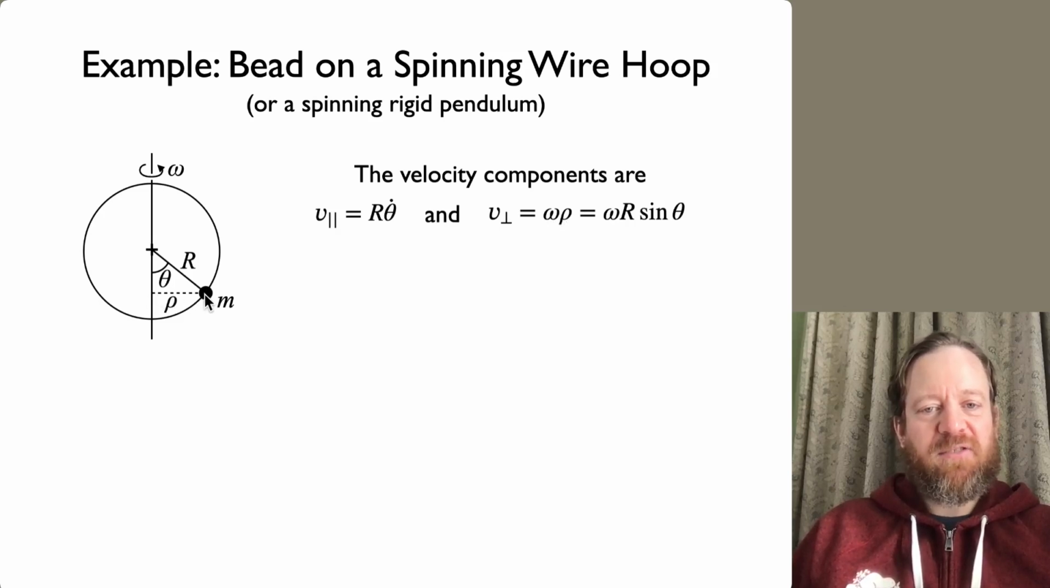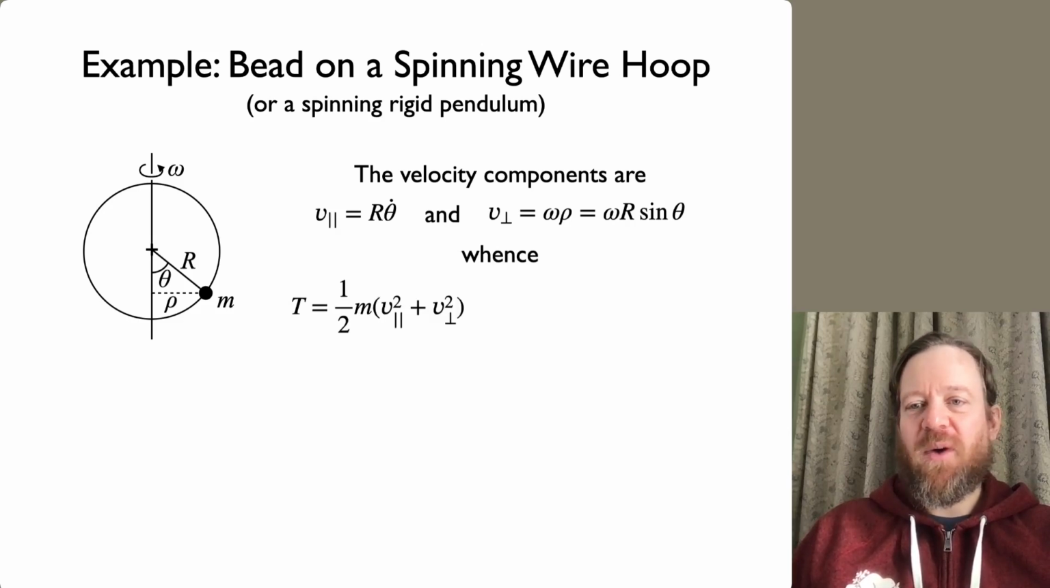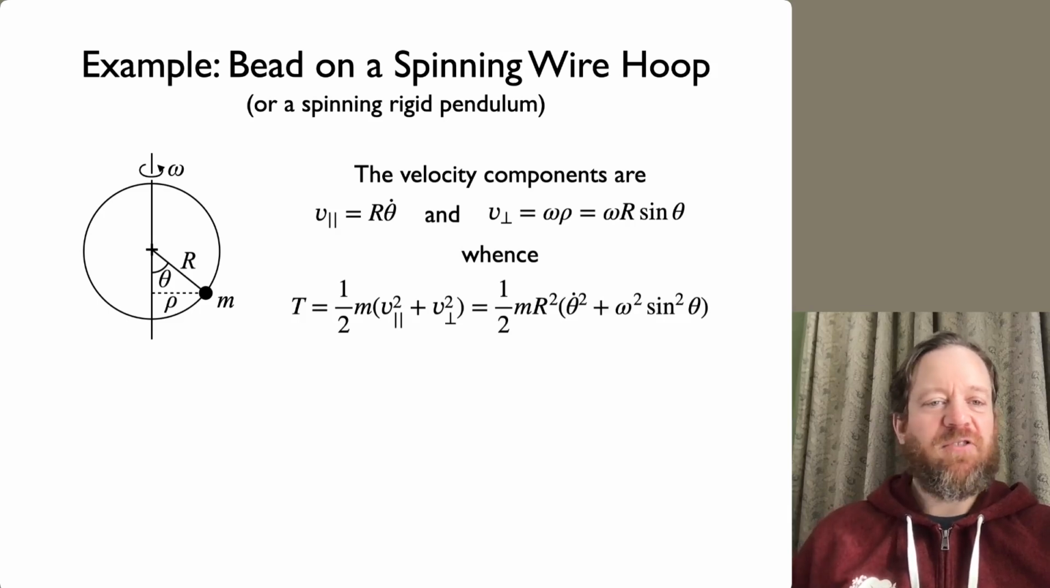So that's going to be the radius from the axis of rotation. That parameter rho is just equal to r times the sine of theta. So our perpendicular speed is just omega r times the sine of theta. Now that we have that, we can write down the kinetic energy equation. The kinetic energy T is going to equal 1/2 m times v parallel squared plus v perpendicular squared. We substitute in for those two different speeds from above, and we find that the kinetic energy T is just 1/2 m r squared times theta dot squared plus omega squared sine squared of theta.